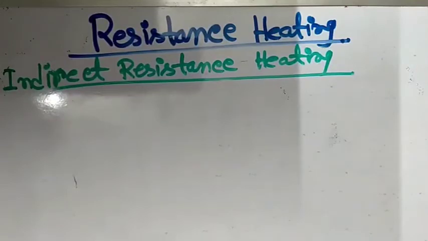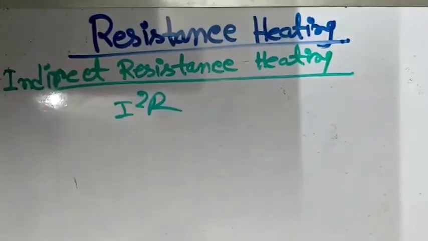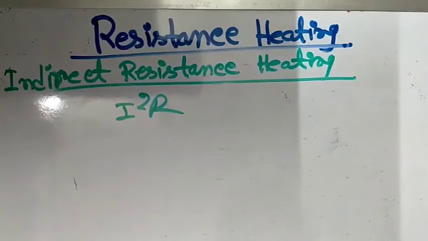Now, electric current is passed through an element of high resistance. Passage of an electric current through resistance produces I square R loss, which manifests itself in the form of heat. So, heat is then transferred from the heating element to the charge mainly by radiation and convection and rarely by conduction. Examples of indirect resistance heating will be found in the room heater, hair dryer, soldering iron, flat iron, immersion heater, hot plate, frying pan, electric kettle, electric toaster, electric water heater, electric oven, etc.